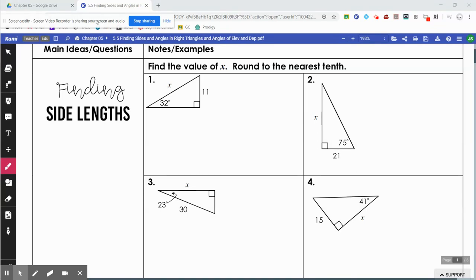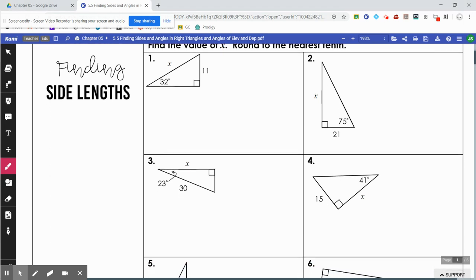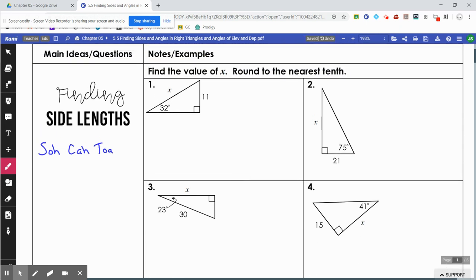In this lesson, we're actually going to start using sine, cosine, and tangent and show you what the actual purpose behind it is. Now, I do want to remind you the sine is equal to opposite over hypotenuse, cosine is equal to adjacent over hypotenuse, and tangent is equal to opposite over adjacent. That's going to be very important to us in our lesson today. Here's how we're going to use it. We're going to use it in right triangles to find missing side lengths.